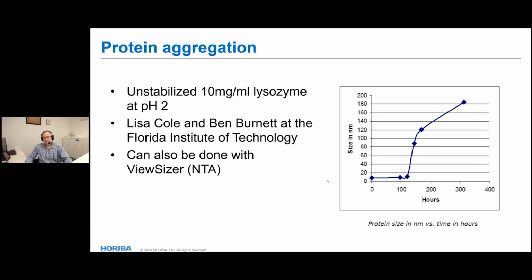Another kind of experiment to do is to start heating proteins and look at particle size, which will tell you what temperature they start to unfold. This kind of analysis can also be done with a ViewSizer and nanoparticle tracking, particularly if you're looking at larger aggregates.